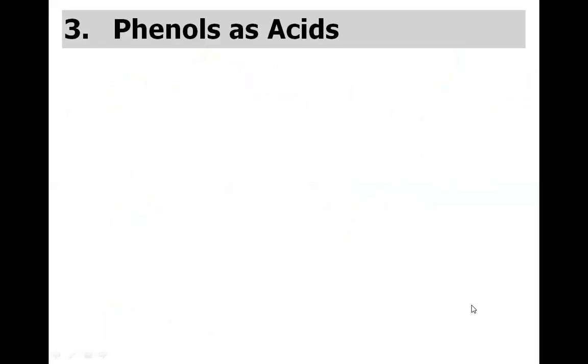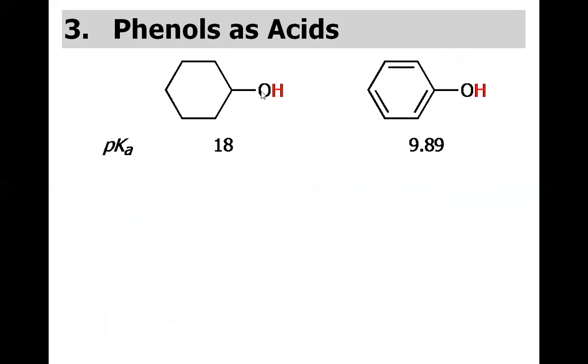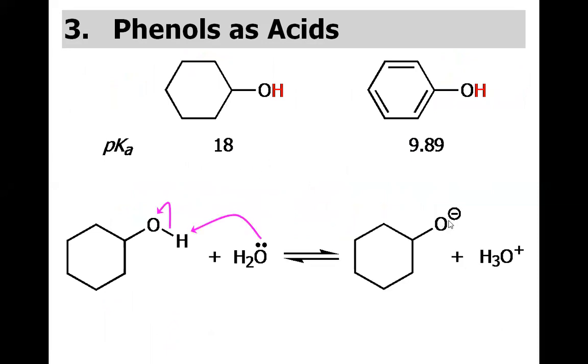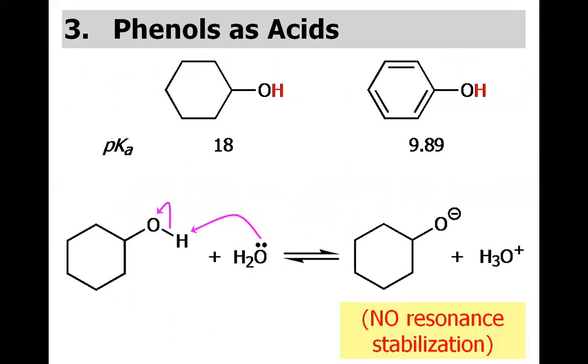Now let us discuss the reactivity of phenol as acids. We know that phenols are acidic, but cyclohexanol is not acidic. The pKa values are written. Phenol has a pKa value of 9.8, and cyclohexanol has a pKa value of 18. Why is cyclohexanol not acidic? Because its conjugate base, this oxyanion, is not stable, because there is no possibility of the resonance. So this negative charge is localized on this oxygen.